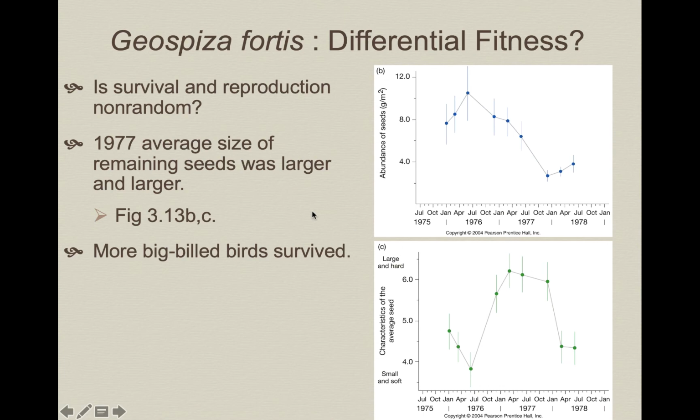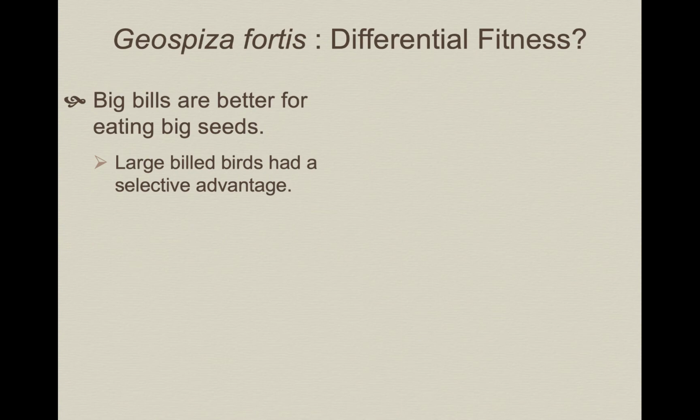So it turns out, remember, big-billed birds are more likely to eat the big seeds efficiently. So this led to a filter produced by natural selection because of this drought and the remaining availability of big seeds, so that more big-billed birds survived this challenge. And again, that's because big bills are better for eating big seeds. Large-billed birds had a selective advantage, meaning, in this situation, under this challenge, large bills were the adaptation.